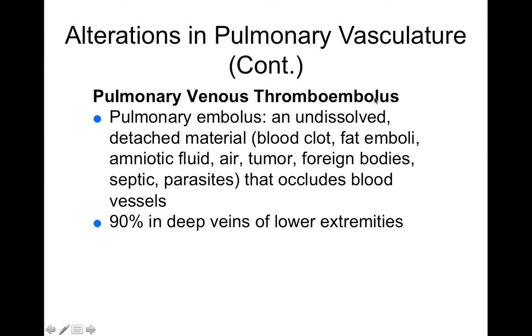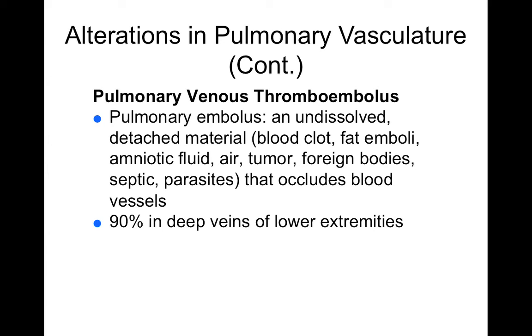Now, pulmonary venous thromboembolus is basically, we've talked about this before, where a blood clot can form somewhere in a distal extremity and then eventually travel to your lungs through systemic veins to the right side of your heart, and that can get pumped to your lungs, right? So this can be made of blood clots, fat emboli, amniotic fluid, air, tumor, foreign bodies, sepsis, or even like masses of parasites can block your lungs. And when it occludes the vessels, that basically can restrict blood flow. So you can see perfusion problems from that.